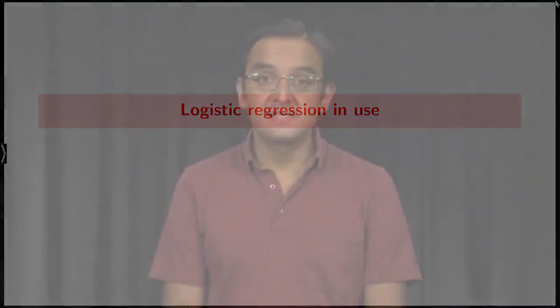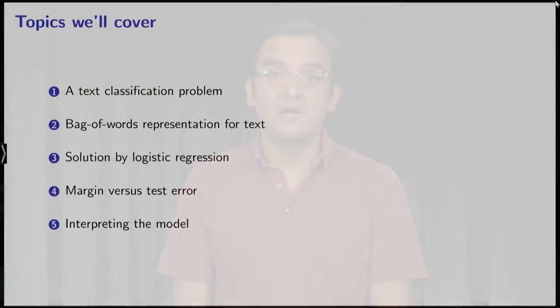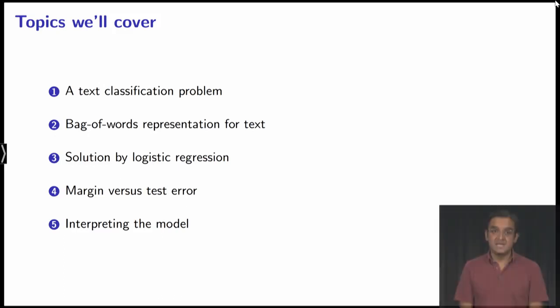Today we will look at a small case study of logistic regression in use. The problem we'll be solving is a text classification problem. So first we'll see how a text document can be converted into a vector of fixed length so that methods like logistic regression can be run on it. Then we'll start the learning process and interpret the results that we get along the way.